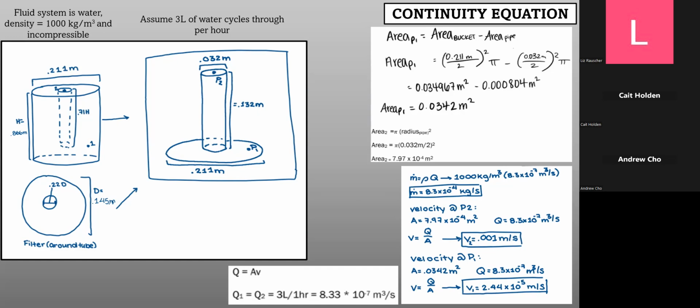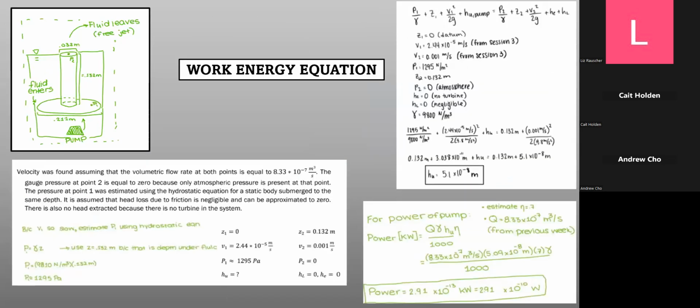And then our velocities at point 1 and point 2 are relatively simple to find. We rearranged the continuity equation of Q equals VA to get velocities equal to the volumetric flow rate divided by the area. And then we just divided our previously found volumetric flow rate by the area at point 1 and point 2. So the velocity at point 2 was 0.001 meters per second, and our velocity at point 1 was 2.44 times 10 to the negative 5th meters per second.